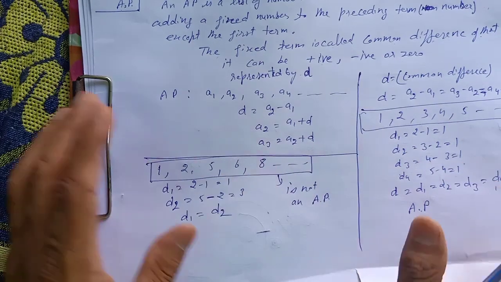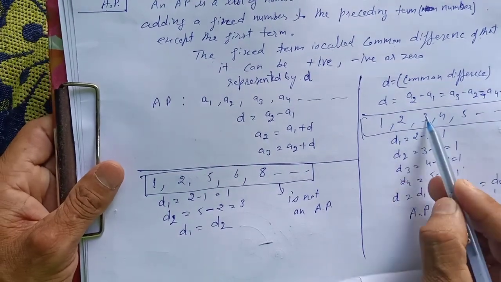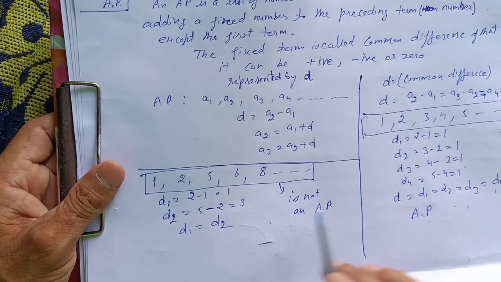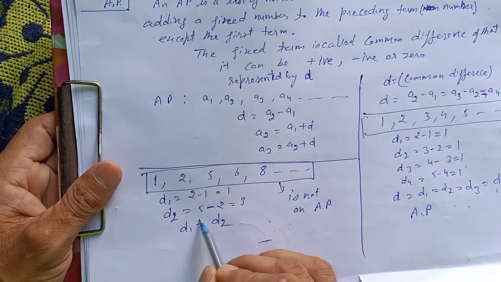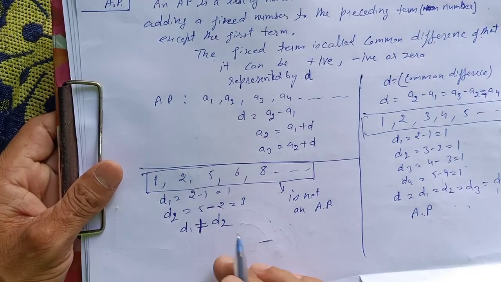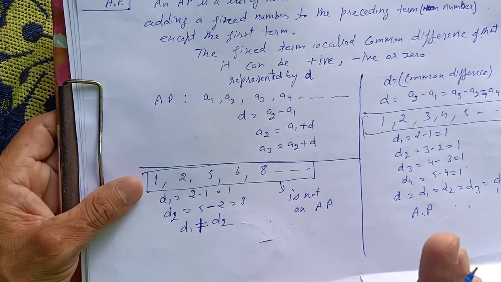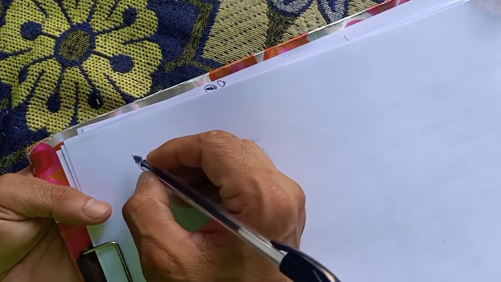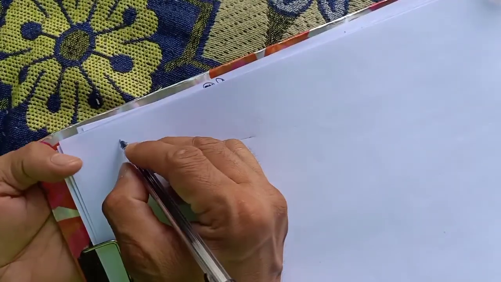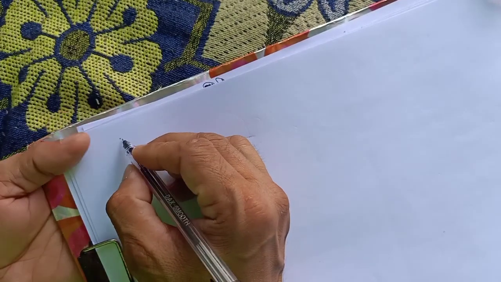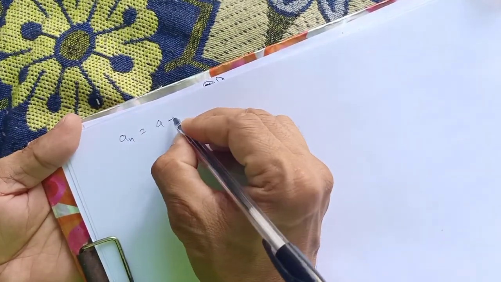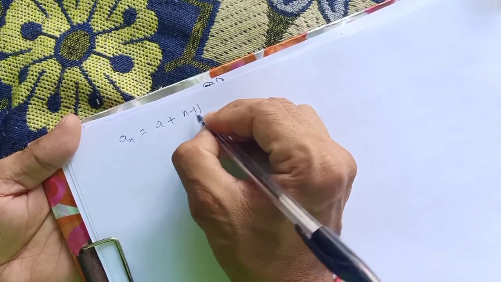हम साधारण तरीके से कह सकते हैं बेटा, अगर इन सब के टर्म के बीच का जो डिफरेंस है वो बराबर है तो वो AP है, अगर बराबर नहीं है तो वो AP नहीं है। अब जो इस AP को सॉल्व करने के फार्मूले होते हैं, सबसे पहले तो जनरल टर्म और nth टर्म, this is a plus n minus 1 into d.